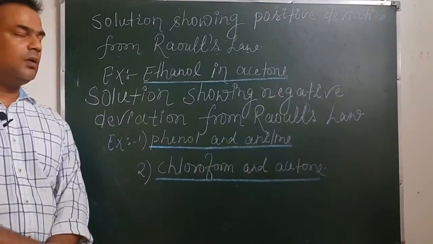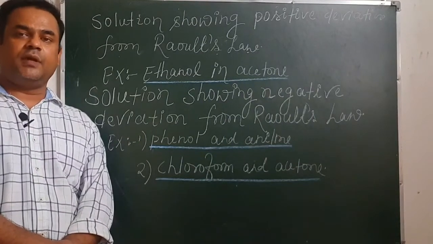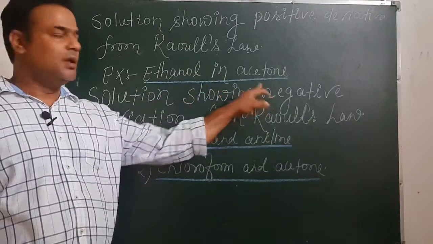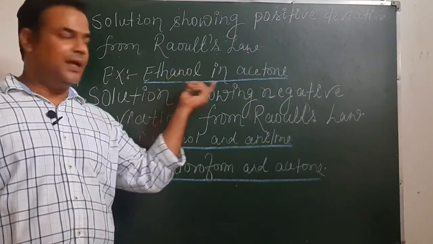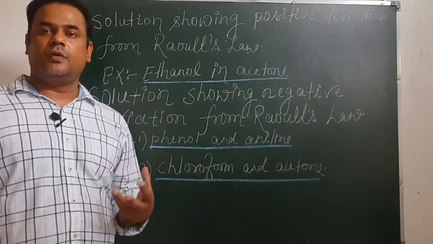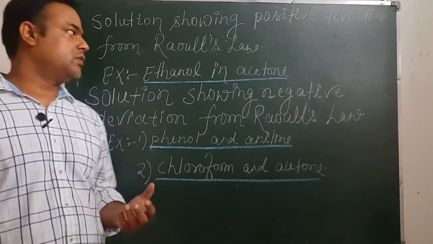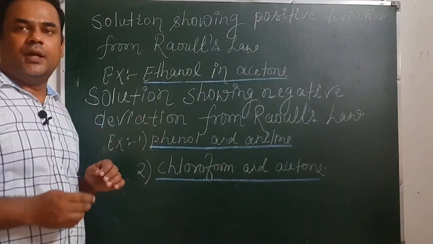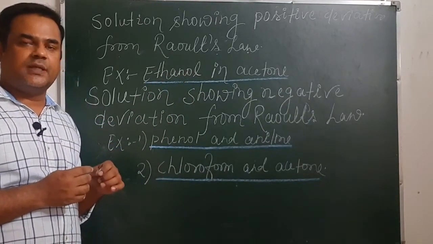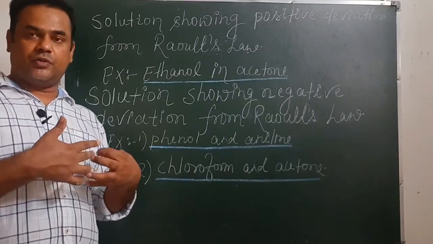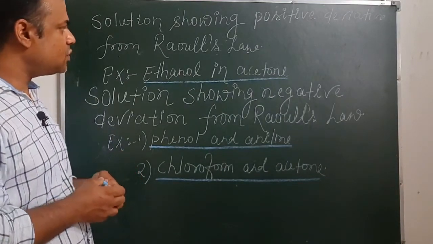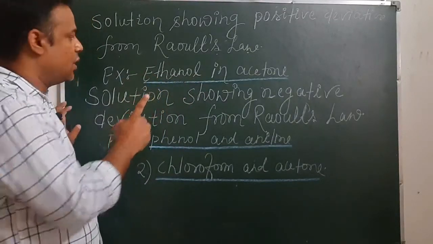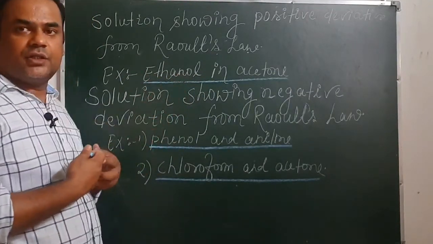The examples of solutions showing positive and negative deviations are, first one, ethanol in acetone. When we mix pure ethanol in acetone, the solution formed shows positive deviation from Raoult's law. Why does this happen? We know that between the ethanol molecules, intermolecular hydrogen bonding takes place, and hydrogen bonding is a strong bond. So we can say that solute-solute interaction, here ethanol is solute, so ethanol interaction is strong.